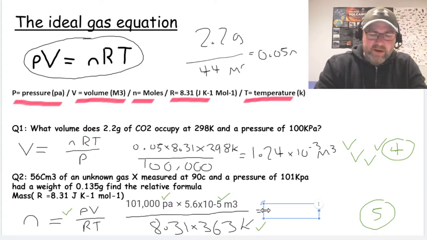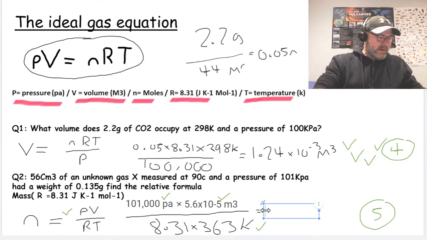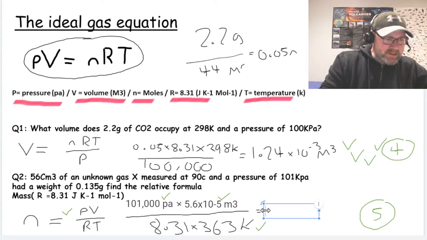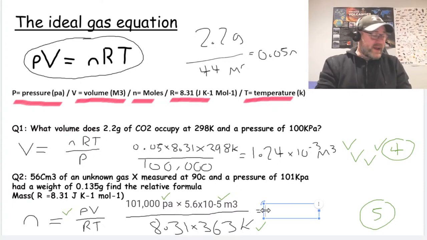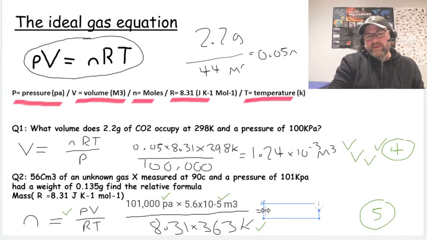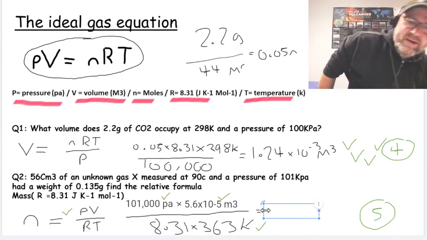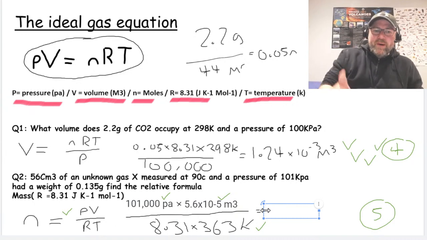Yep, nice one, JK. PV over RT. Now I've got to come up with the correct answer here. Could I replace n with mass divided by Mr? Absolutely, yeah. You could do that. Me, I would work out the moles, and then do mass over moles. 2.2 divided by whatever the moles are, 0.135. Yeah.